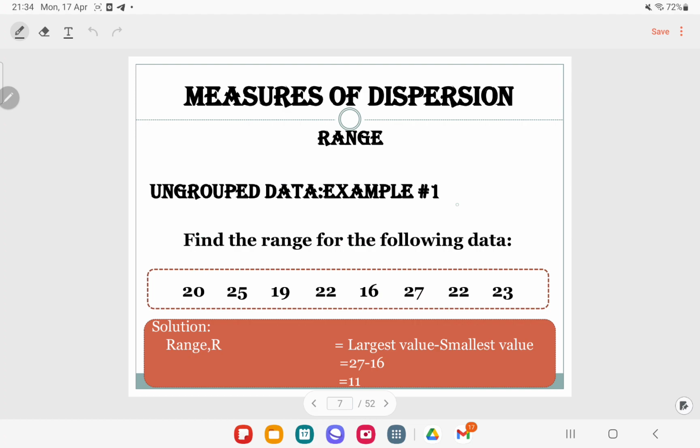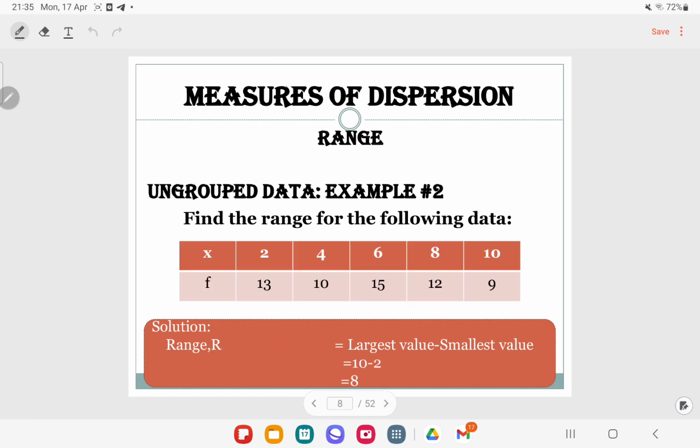Okay, we see example 1, which is ungrouped data. The range is the largest value minus the smallest value. From the data set, we can identify that the largest value is 27, meanwhile the smallest value is 16. Therefore, you have to find the difference between these two numbers. 27 minus 16 is equal to 11. So the range value for this data set is equal to 11.